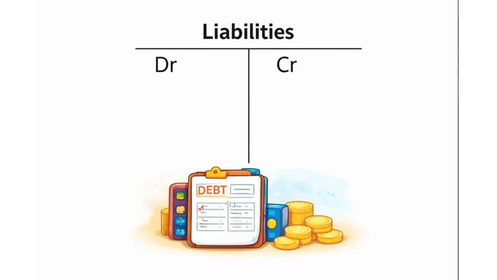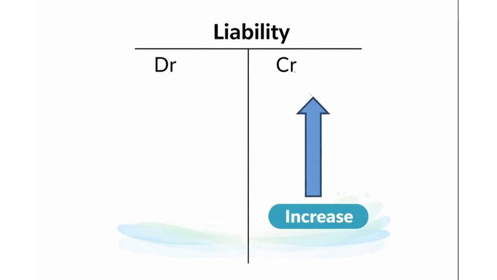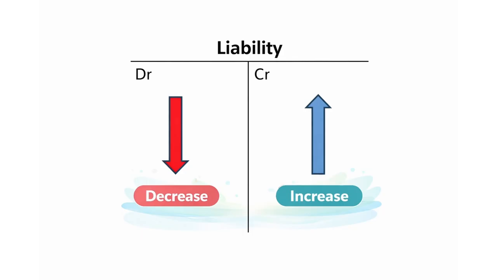Now moving to the second account type, liabilities. A liability represents what the business owes to others. In simple words, liabilities are the business debts and obligations. Examples of liabilities include accounts payable, loan, bank overdraft, tax payable, etc. For liability accounts, increases are recorded on the credit side, which is the right side. Decreases are recorded on the debit side, which is the left side. So, remember this rule. Liabilities increase with credit and decrease with debit.